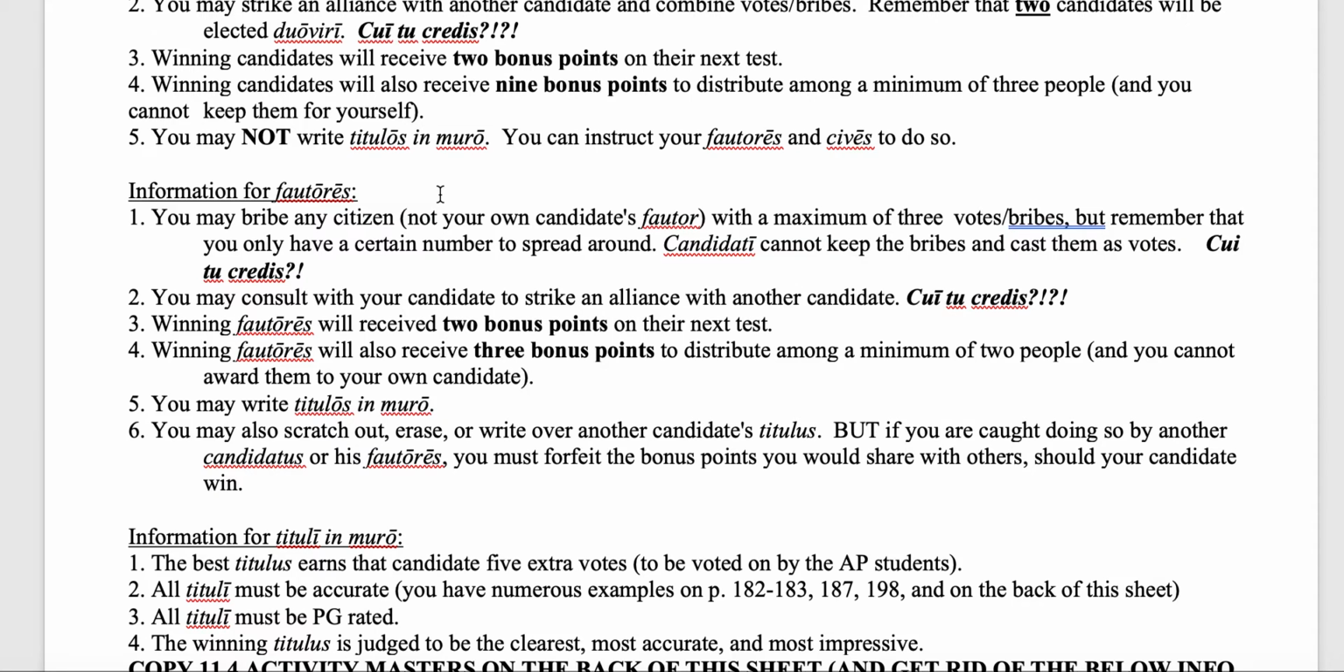And again, as a fautor, you can write a titulus on the wall outside, the butcher paper outside my classroom. You're also endowed with the right to scratch out or erase or ruin another candidate's titulus, but you've got to do it in a sneaky way, because if you get caught, you're going to forfeit your bonus points, or maybe you forfeit your votes. You can decide what you want to do.